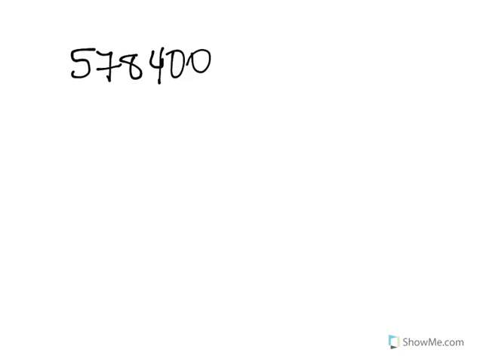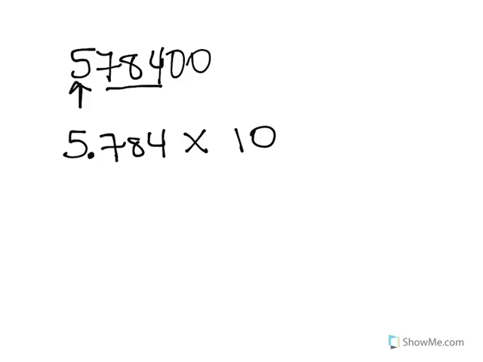In this case, the first number that is not 0 is the 5. So 5 decimal point. And then we keep the next few numbers that are not 0, 784, times 10. Now, we are going to raise the 10 to the power of the number of decimal places that we moved it. No decimal point was given in this number, however, this is where it would be were it given. So we moved this decimal point 1, 2, 3, 4, 5 places. Therefore, this is 5.784 times 10 to the 5th.